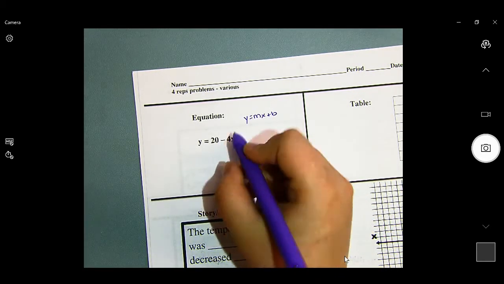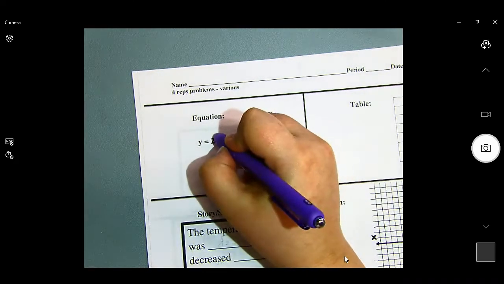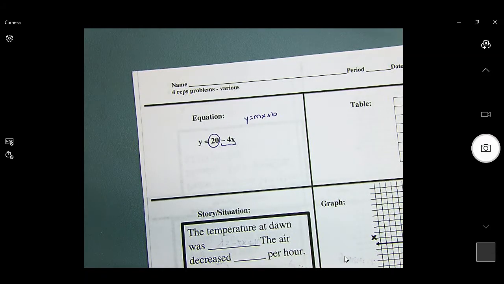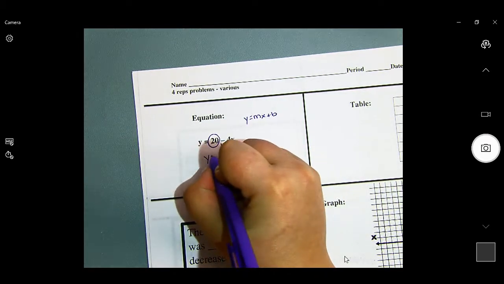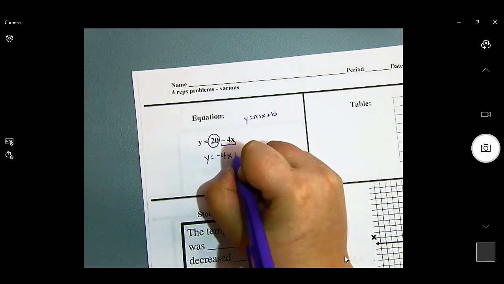This is not positive 4x. This is negative 4x. And this right here is positive 20. So I need to make sure that they keep their signs when I rewrite the equation. So I have y equals negative 4x plus 20.